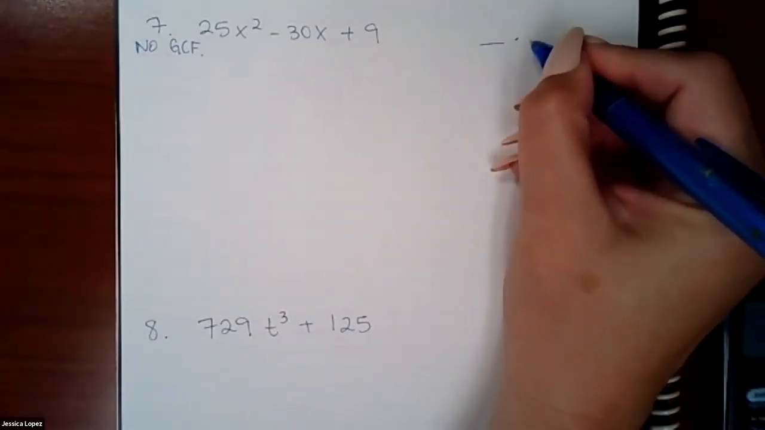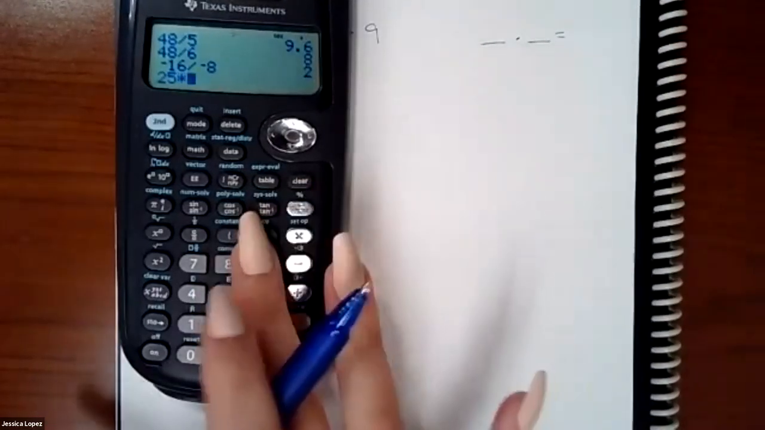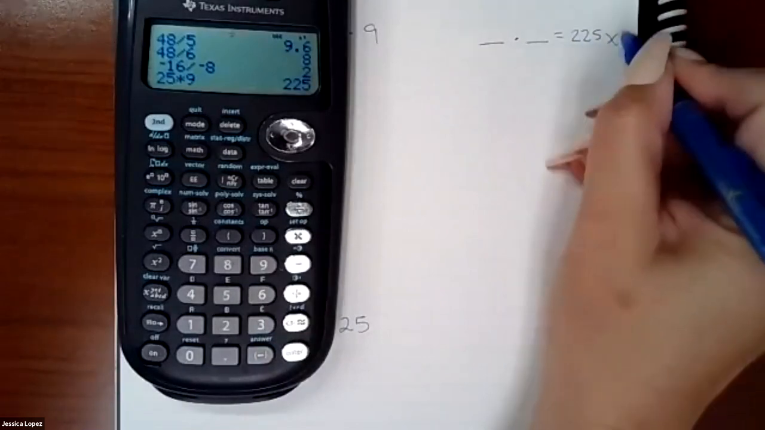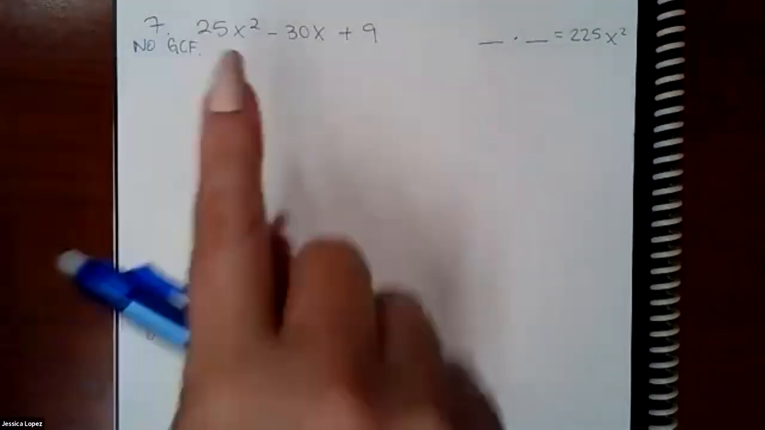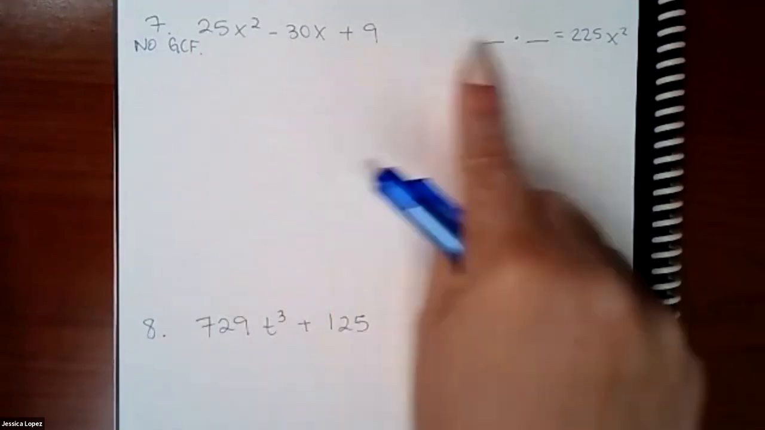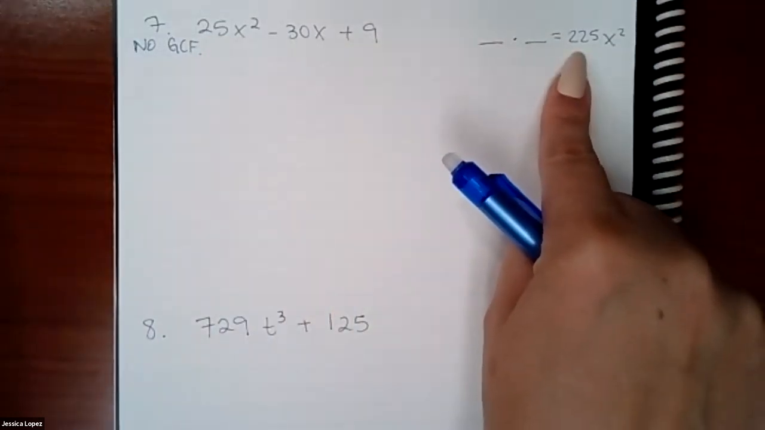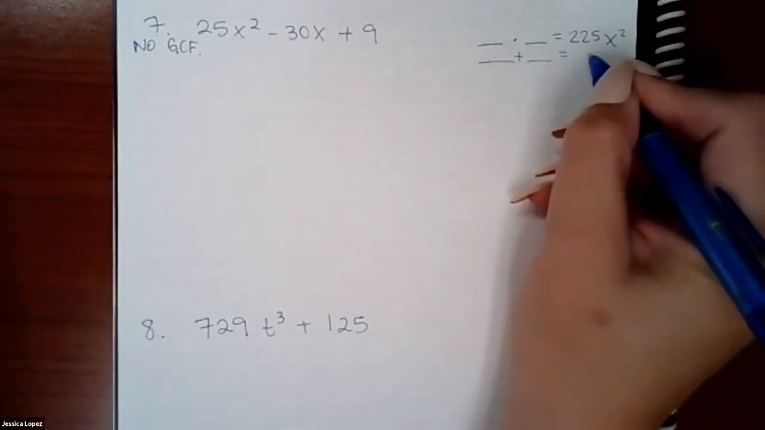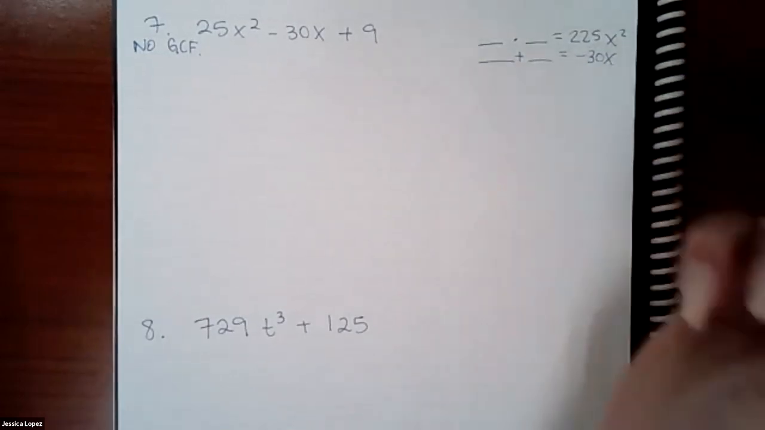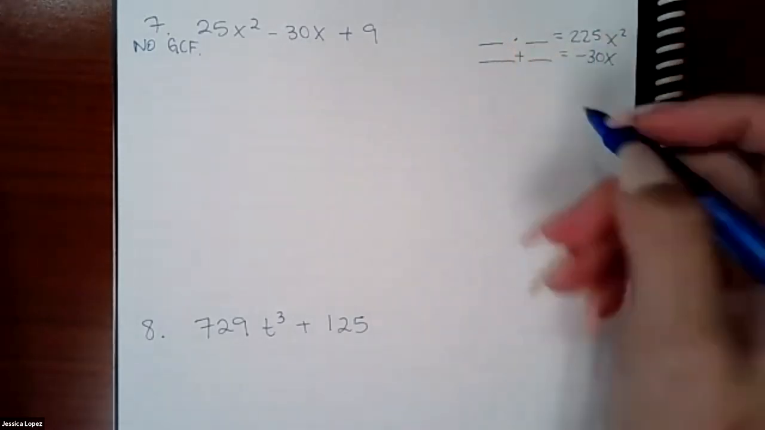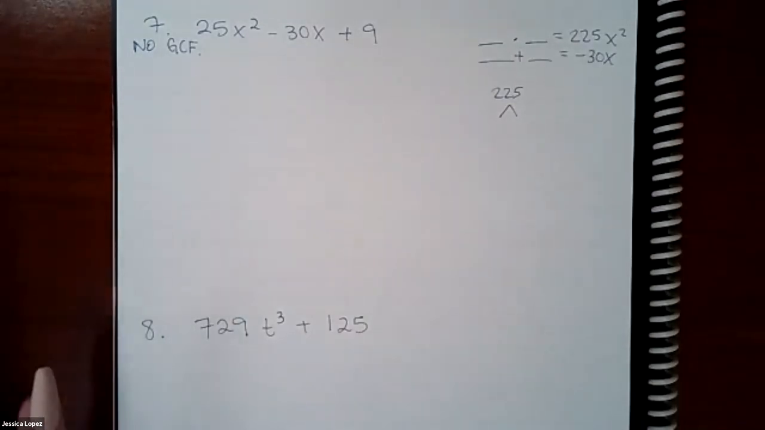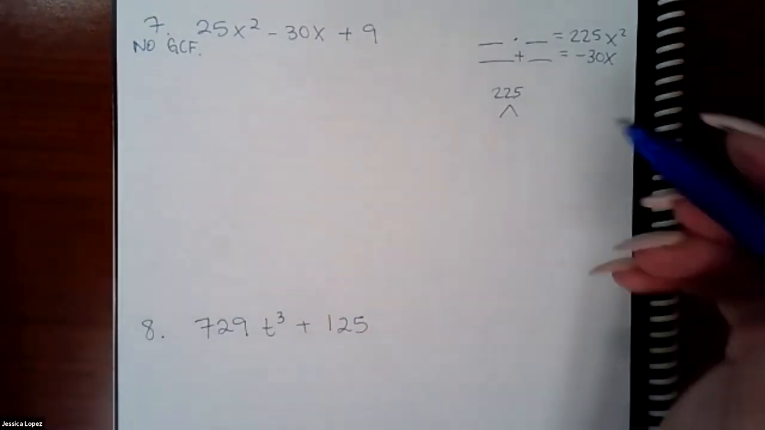So what times what equals, holy moly, 25 times positive 9 is 225 and then the X squared. So 25X squared times positive 9 is positive 225X squared. And then at the bottom, we have negative 30x. So remember, the one with the times is the number we break up. And I think the square root of 225 is a nice number. It's 15.